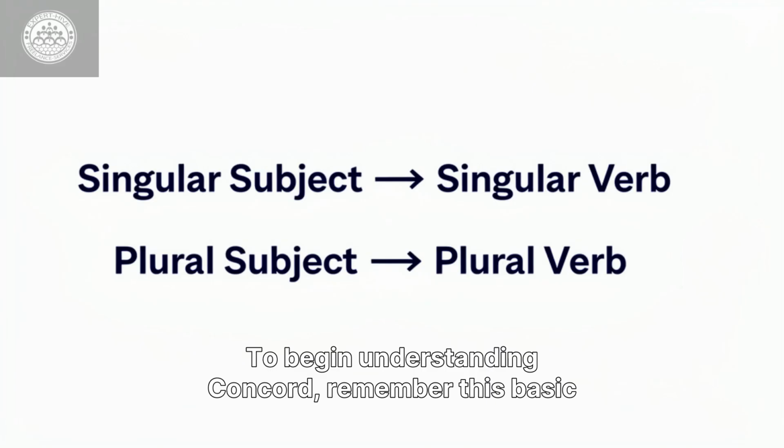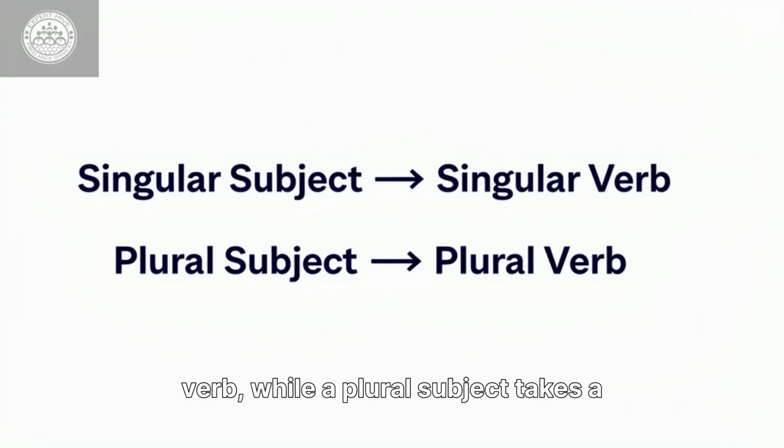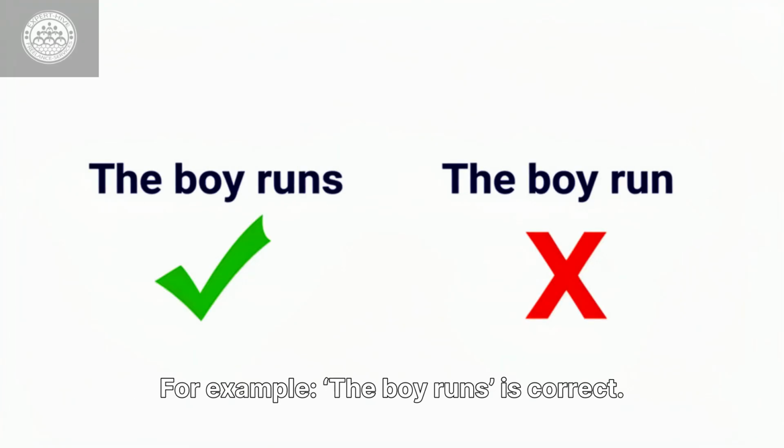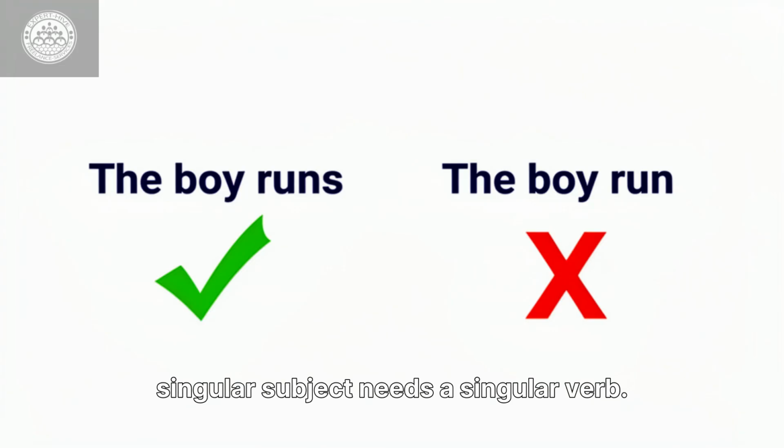To begin understanding Concord, remember this basic principle. A singular subject takes a singular verb, while a plural subject takes a plural verb. For example, "The boy runs" is correct. "The boy run" is incorrect because a singular subject needs a singular verb.